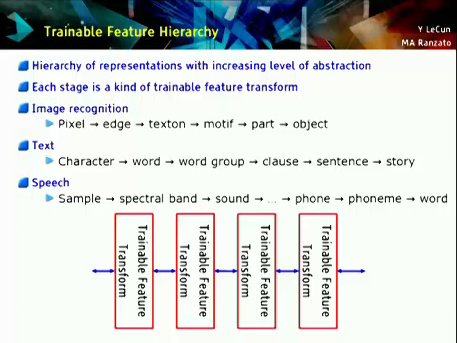This kind of hierarchy exists not just for images, but also for speech, from samples to spectral bands to elementary sounds to subphones and phones and phonemes and words; for text, from characters to word groups, clauses, sentences, stories. So you have this hierarchy in a lot of natural signals, and deep learning is an attempt at trying to discover this natural hierarchy of things. Okay, I'm going to stop here.